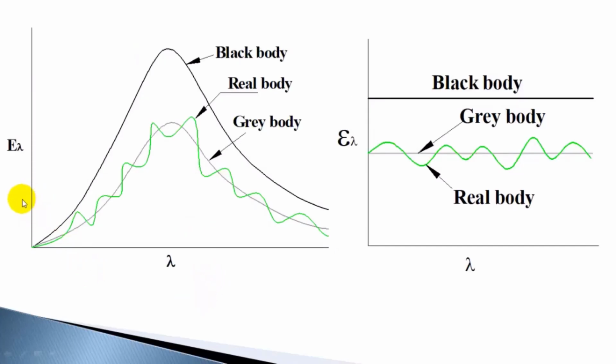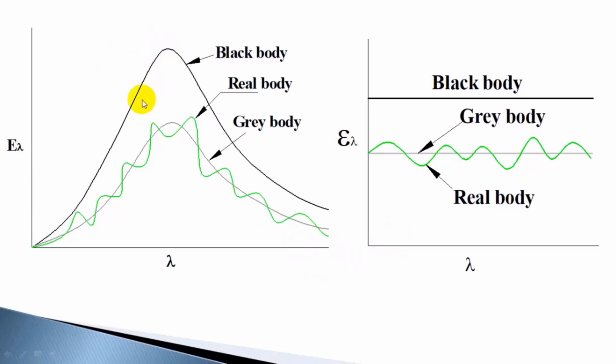This plot shows the monochromatic emissive power with the wavelength of emitted radiation for three different types of surfaces: black surface, real surface, and gray surface. For a black surface, this is for one particular temperature, say 1000 Kelvin. So the monochromatic emissive power is varying with the wavelength. As the wavelength increases, initially it is increasing, then later it is decreasing. It tends to 0 later for infinite value of lambda.